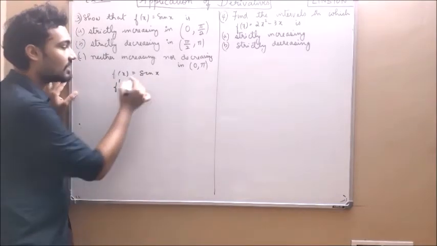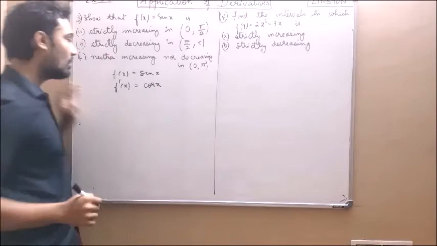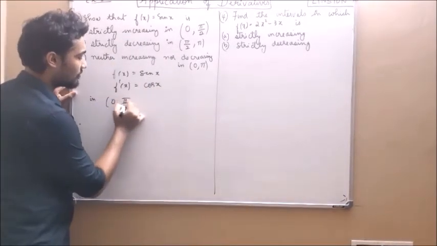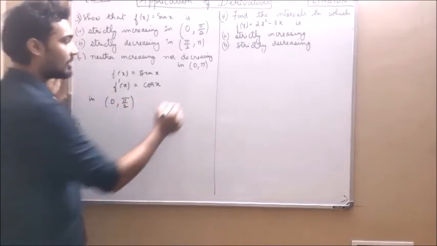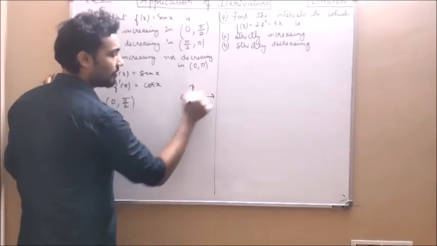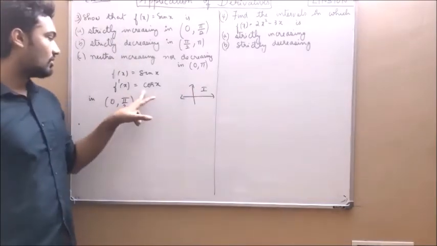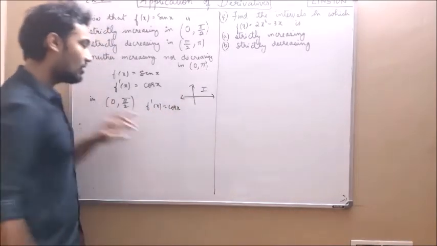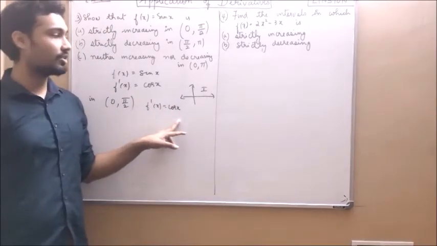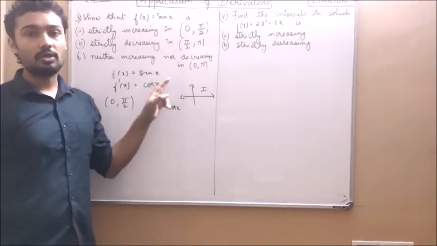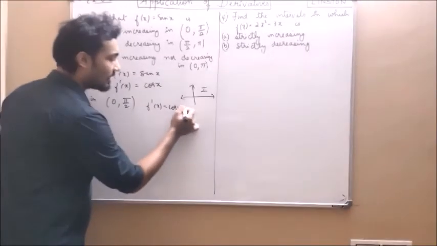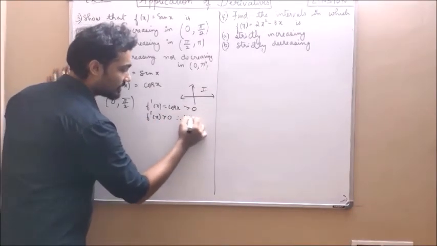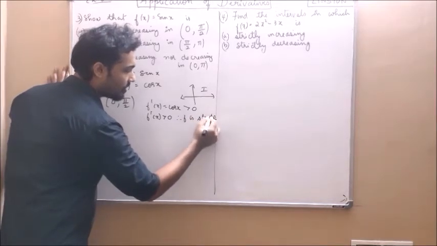What is the derivative f dash of x? F dash of x is nothing but cos x. Now in this interval, take 0 comma pi by 2. This is nothing but the first quadrant, right? In the first quadrant, what is f dash of x? It is nothing but cos x. In the first quadrant, cos x is obviously positive because in the first quadrant all the trigonometric functions are positive. So it is greater than 0. So therefore, f dash of x is greater than 0. Therefore, f is strictly increasing.